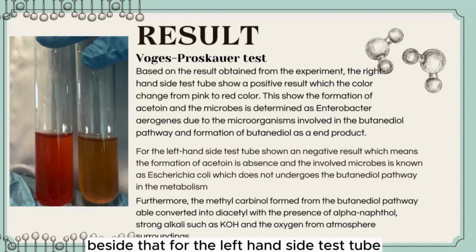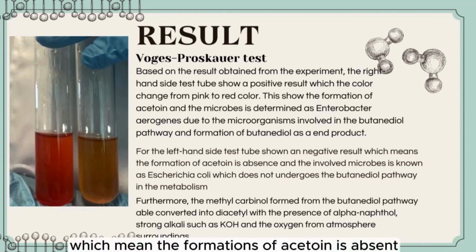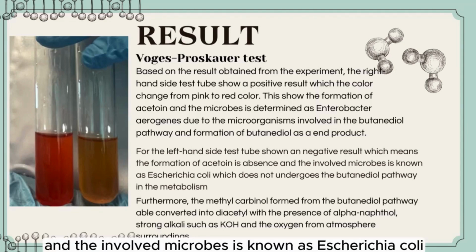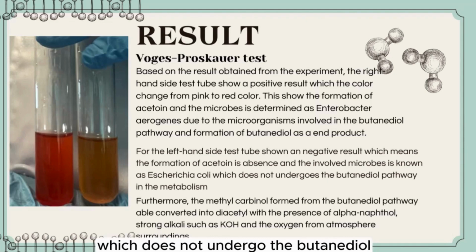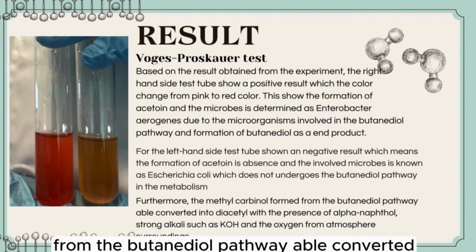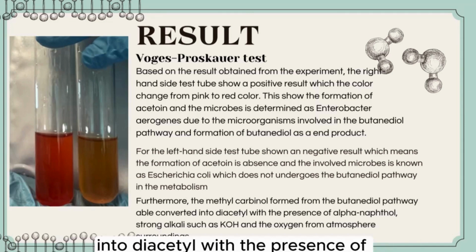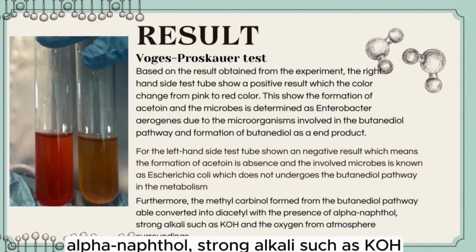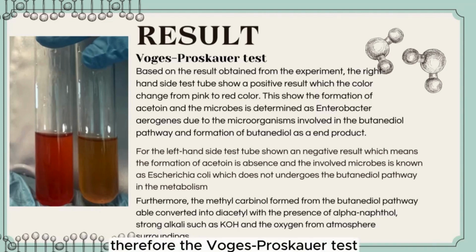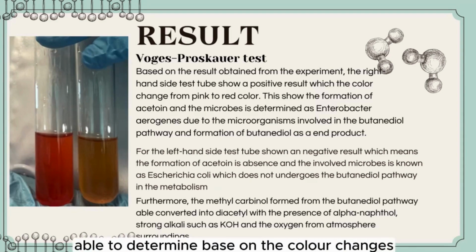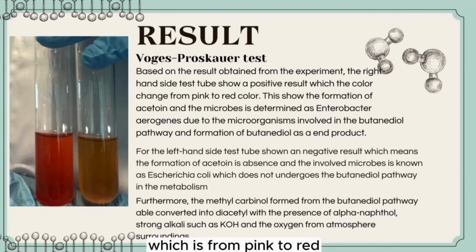Besides that, the left-hand side test tube shows a negative result, which means the formation of acetoin is absent and the involved microbe is known as Escherichia coli, which does not undergo the butanediol pathway in the metabolism activity. Furthermore, the methyl carbinol formed from the butanediol pathway is able to convert into diacetyl with the presence of alpha-naphthol, a strong alkali such as KOH, and the oxygen from the atmospheric surface. Therefore, the Voges-Proskauer test is able to determine based on the color change, which is from pink to red color appearing at the end of the test.